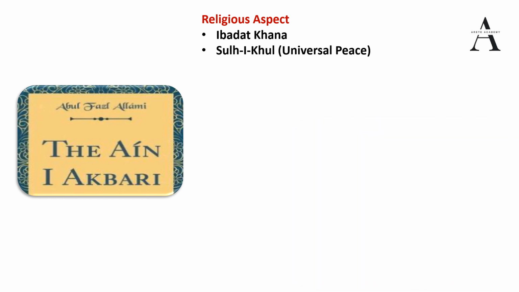Sulh-i-kul is known as universal peace. This is the idea of tolerance, of not discriminating against people on the basis of religion. Rather, it focused on a system of ethics, honesty, peace, and justice, and based on this, Abul Fazl basically helped Akbar in framing a vision of governance around this idea of Sulh-i-kul. Okay, and Abul Fazl was the first person to join this idea. This principle of governance was even followed by Jahangir and Shah Jahan.